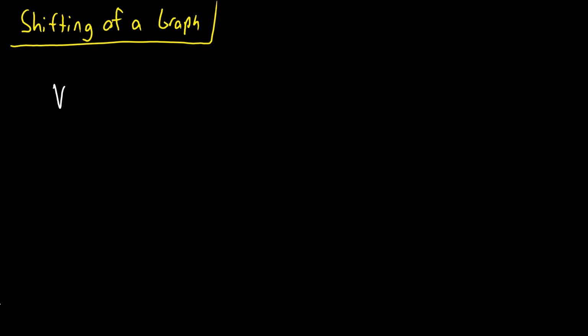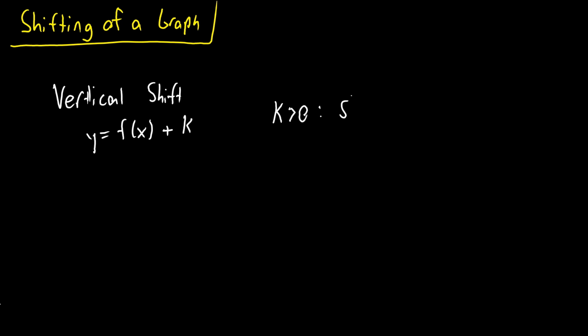So you're going to have two types of shifts. You're going to have a vertical shift and a horizontal shift. Let's get into the rules for vertical shifts. You're going to have some function and you're going to add some constant k to it. K can be any type of number, right? If k is greater than 0, it shifts up. And if k is less than 0, you probably guessed it, it shifts down. Okay, and that's all for vertical shifts.